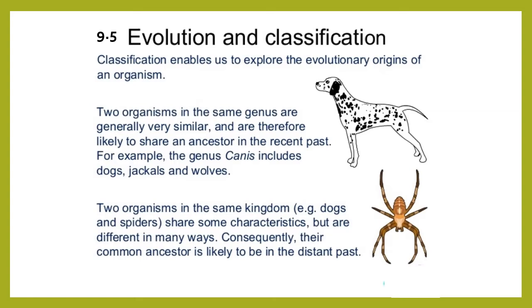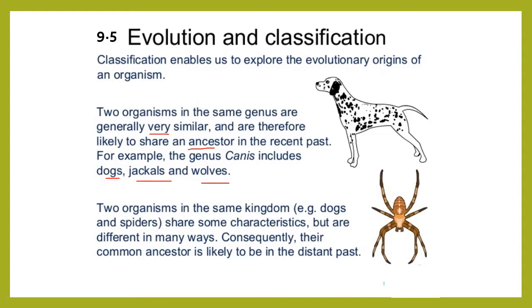Evolution and classification. This is our first topic of today's lecture. Classification enables us to explore the evolutionary origin of an organism. Two organisms in the same genus are generally very similar and are therefore likely to share an ancestor in the recent past. For example, the genus Canis includes dogs, jackals, and wolves. They all are similar to each other.